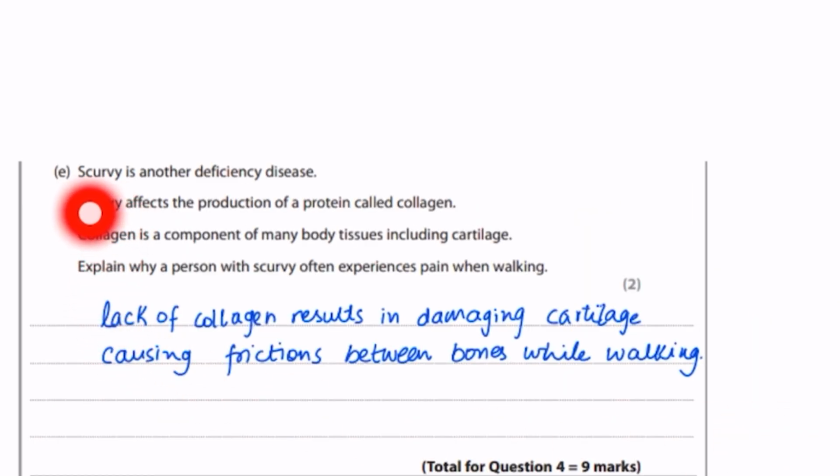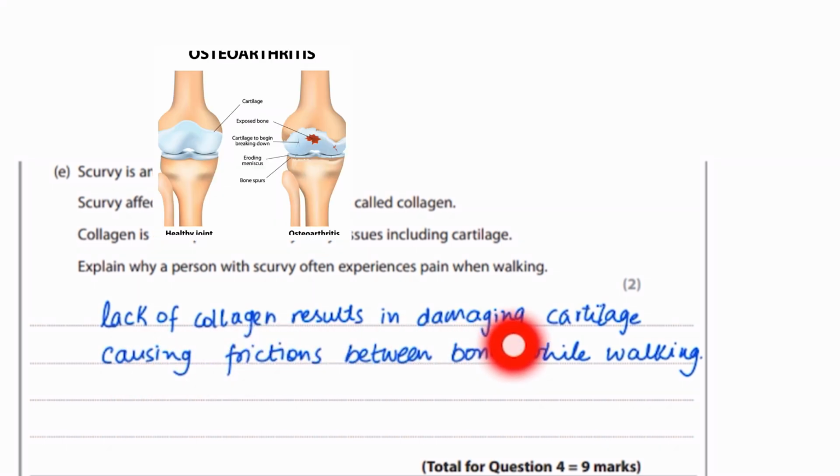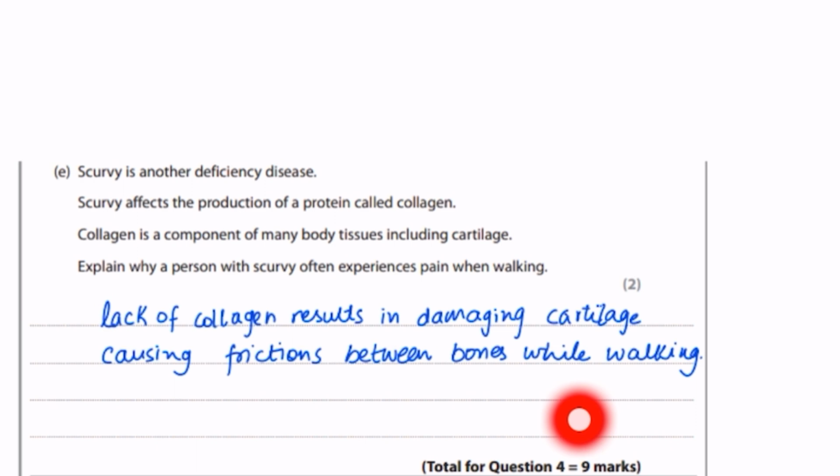Question part E. Scurvy is another deficiency disease. Scurvy affects the production of a protein called collagen. Collagen is a component of many body tissues including cartilage. Explain why a person with scurvy often experiences pain when walking. Lack of collagen results in damaged cartilage, and when the cartilage is damaged, there could be friction between bones while walking. That's why the person experiences pain when walking.